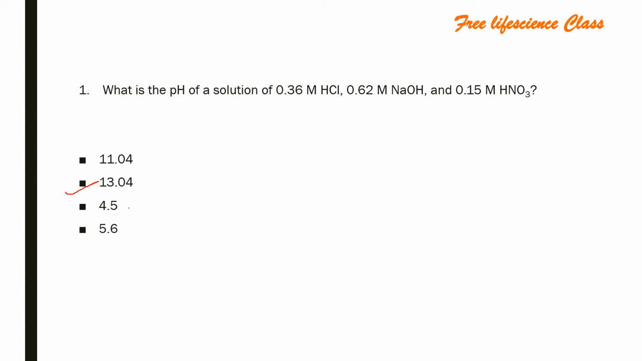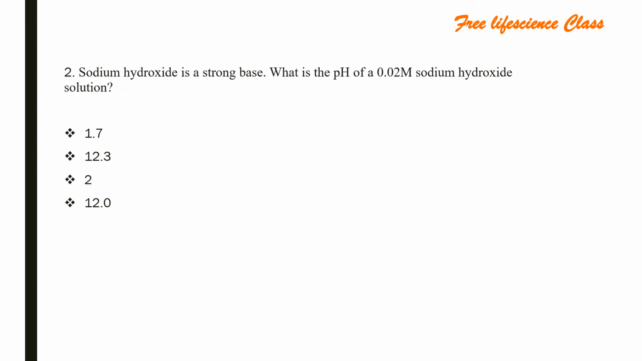You can see from this question, two answers are below 5. By looking into that, we can eliminate these options because we have a strong base. And from this, we have to choose the right one. By calculating the pOH, we will get the correct answer, that is 13.04. Also, we can use logic, that it is a strong base, so definitely that will be the answer. Okay, so moving into the next question.